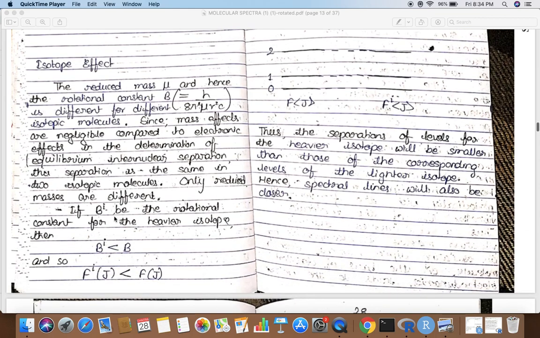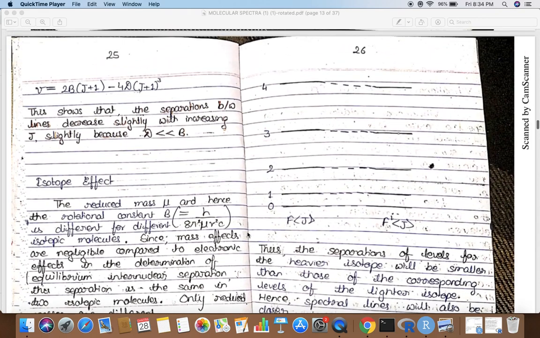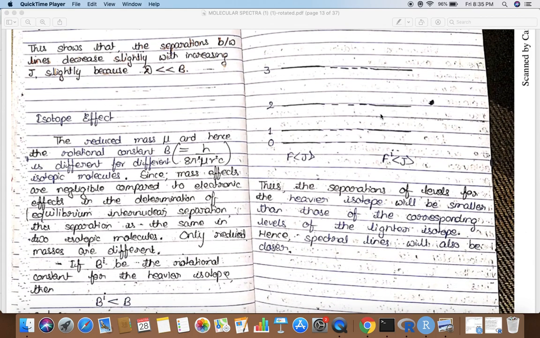If B' is the rotational constant for a heavier isotope, then B' will be less than B, because the reduced mass mu is in the denominator. So if the mass is increasing, then B must be less. Simply, I can say F'(J) will be less than F(J). In the same way as the non-rigid rotator, when you plot the energy diagrams, the separation will be decreasing for the isotope. If the mass is lower, the energy separation will be higher. Thus the separation of levels for the heavier isotope will be smaller than that of the corresponding levels of the lighter isotope. Hence the spectral lines will also be closer.